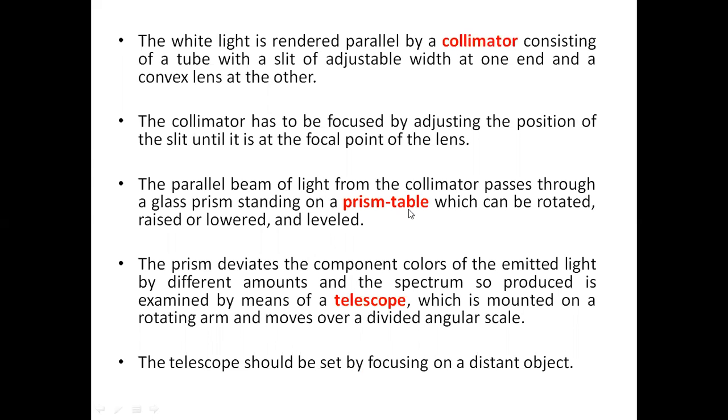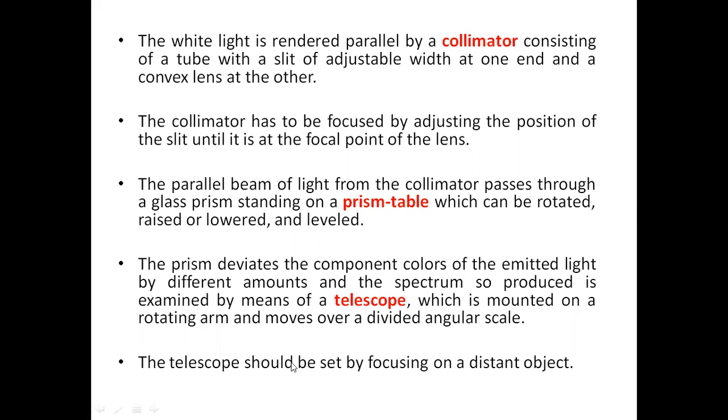which is used to focus the position of the slit. The prism table can be adjusted, it can be rotated, it can be leveled with the help of spirit level, and the prism is placed on this glass plate on this prism table. Next, the telescope. It is used to observe the different colors which are emitted by the prism or light which is coming out of the prism, and it is mounted on a rotating arm. So you can rotate this telescope to observe the light coming from the prism, and it moves over a divided angular scale by which you can measure the two vernier scales V1 and V2.